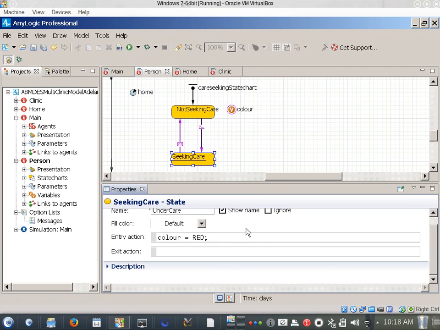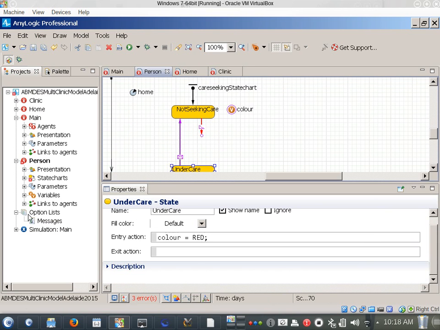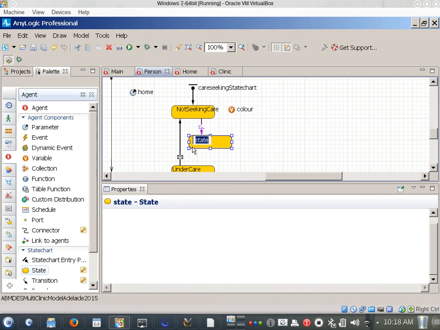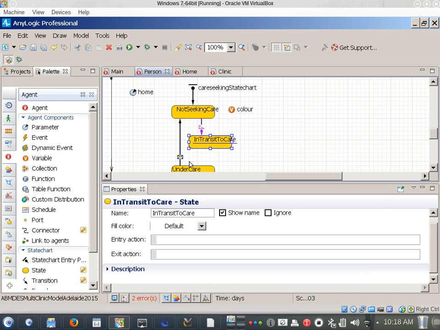Under care. This is the least bad way to do it. I should have been more careful. Fine. That's under care. And ladies and gentlemen, I'd like you to add a third state between the two that's called in transit to care. So we're going to modify this with something called in transit to care. In transit to care. There we go.